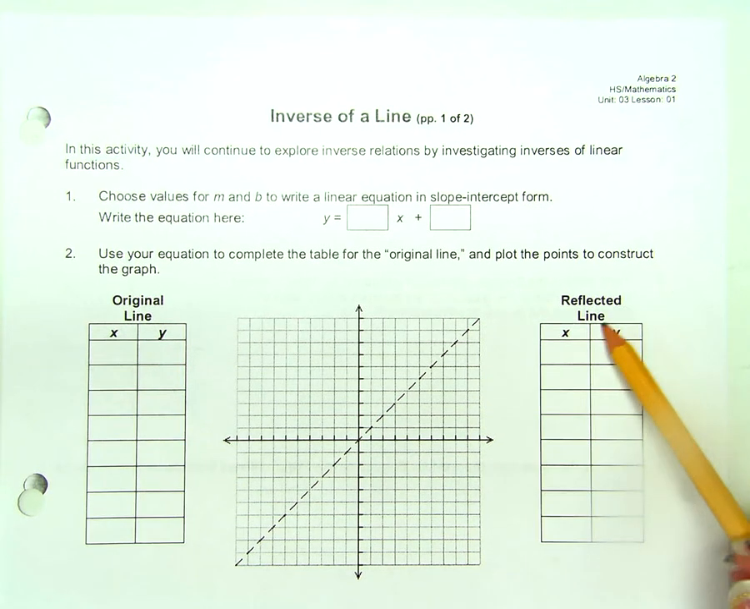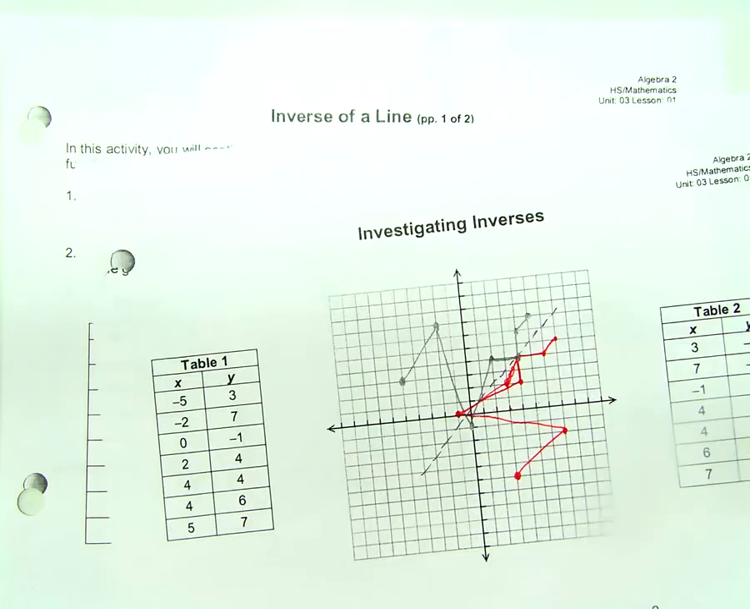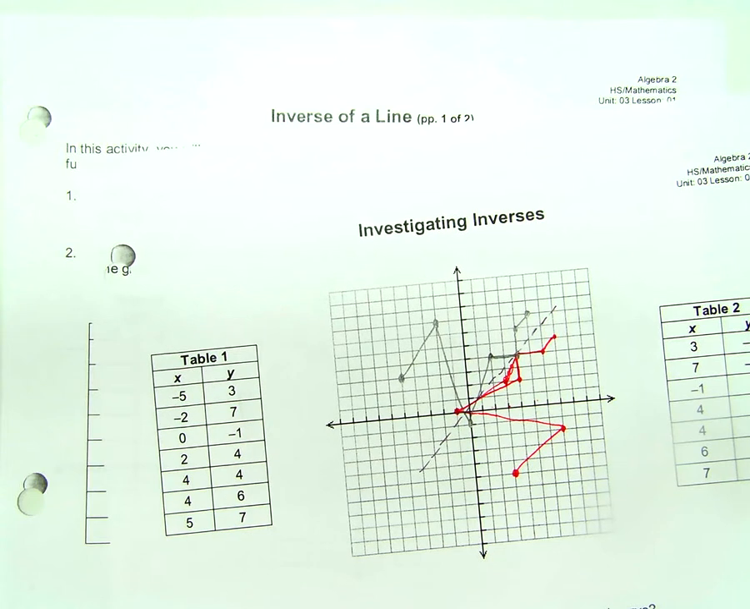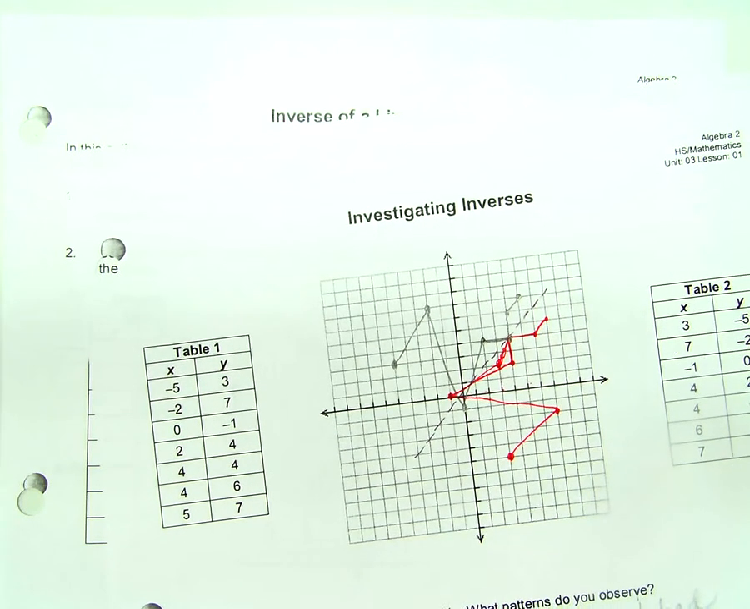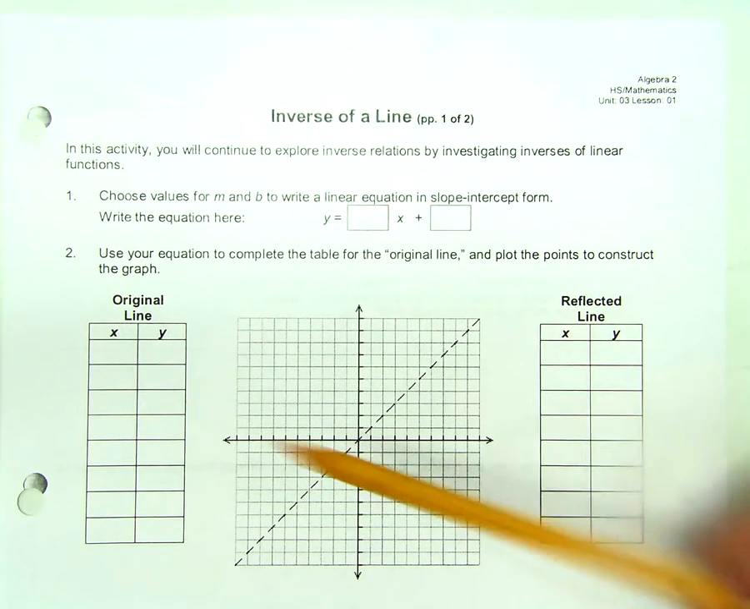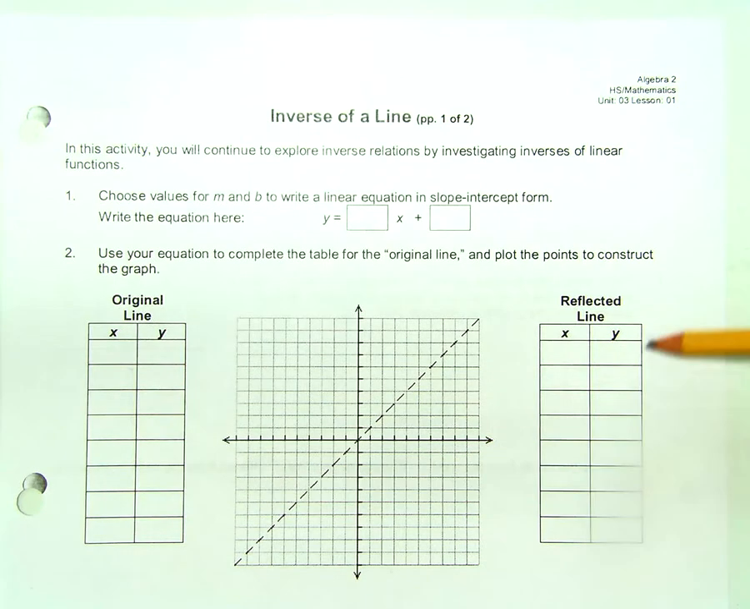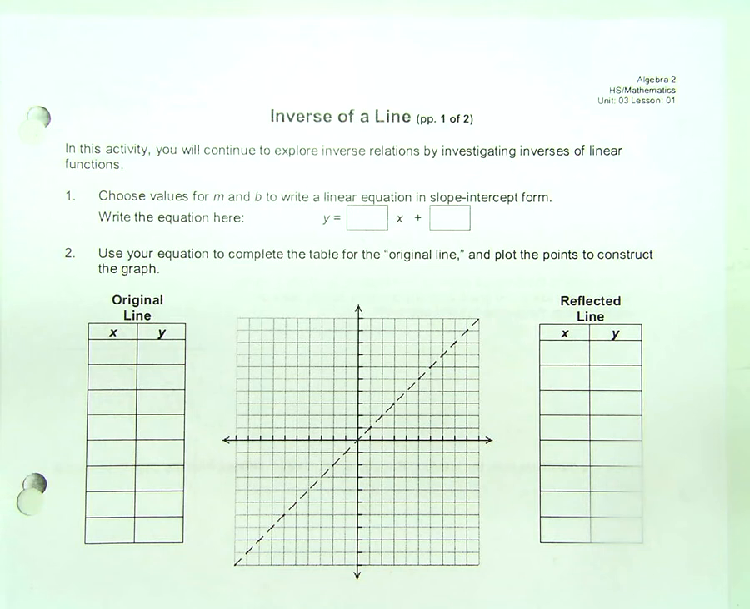Okay, how are we going to find the reflected line? What do you think? How do we find it on this paper? What did we do? Switch x and y, right? So take all your x values on this table and fill them in on the y column. Take all your y values on this table and fill them on the x column. Once you do that, plot those points on this graph in a different color.